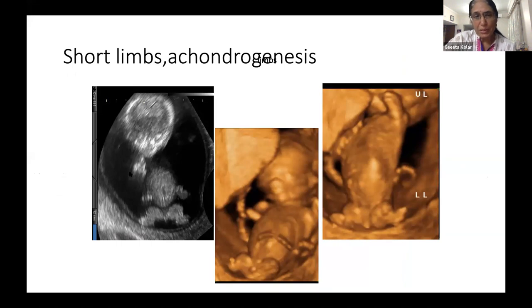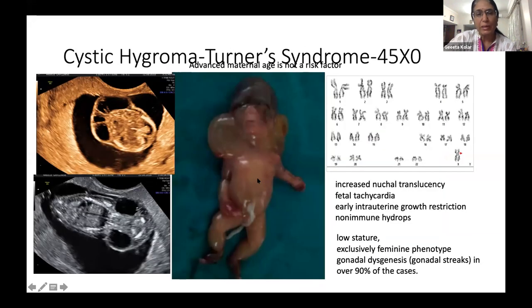Then the limbs, again, when they're so short, you can pick them up in the first trimester. And this is a typical case of achondrogenesis, where you not only have small limbs, but you have decreased ossification. So again, this is a very, very lethal abnormality. Cystic hygroma is again associated. You have multiple separated cystic spaces all around the fetus, and this is associated with Turner syndrome.